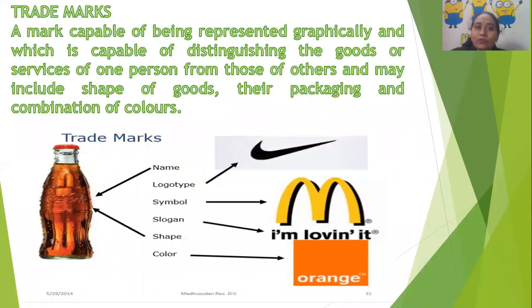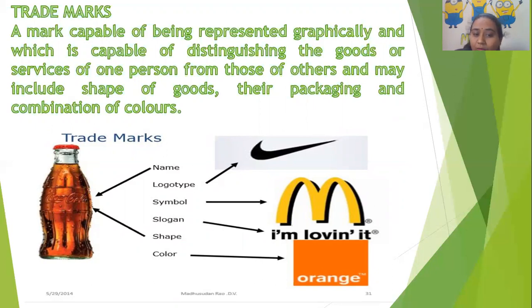Let us understand what trademarks are. A trademark is a mark capable of being represented graphically and capable of distinguishing the goods or services of one person from those of others, and may include the shape of goods, their packaging, and combinations of colors. Here we have some examples: Coca-Cola, McDonald's, Orange, Nike, Strike. The name and shape of Coca-Cola they have registered as their trademark.